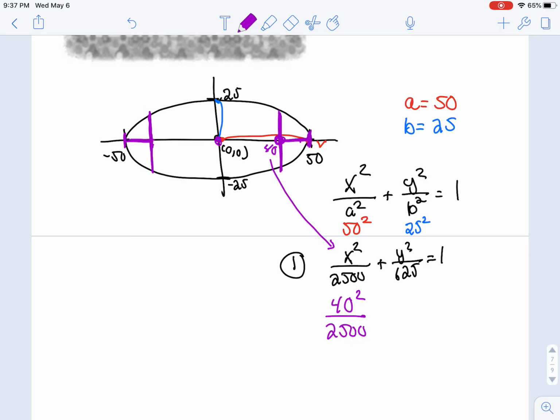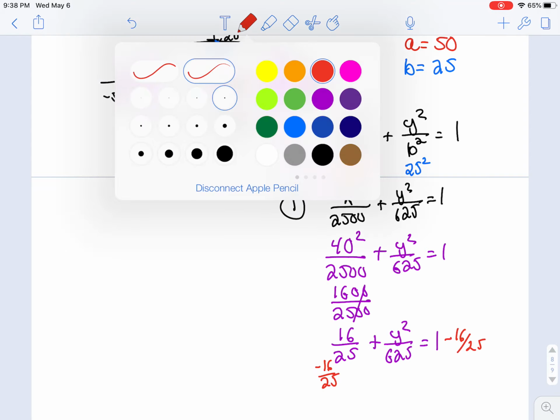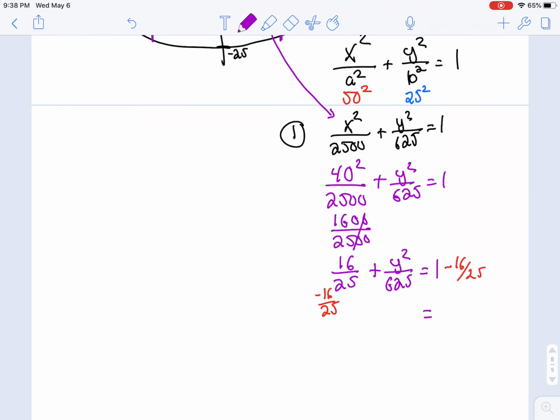So now if I go back to my equation, 40 squared over 2500 plus y squared over 625 equals 1. This is 1600 over 2500. And again, I can reduce that to 16 over 25 plus y squared over 625 equals 1. I'm going to subtract 16/25 from each side. And when I subtract 1 minus 16/25, I'm going to get 9/25. So now my equation says y squared over 625 equals 9/25.